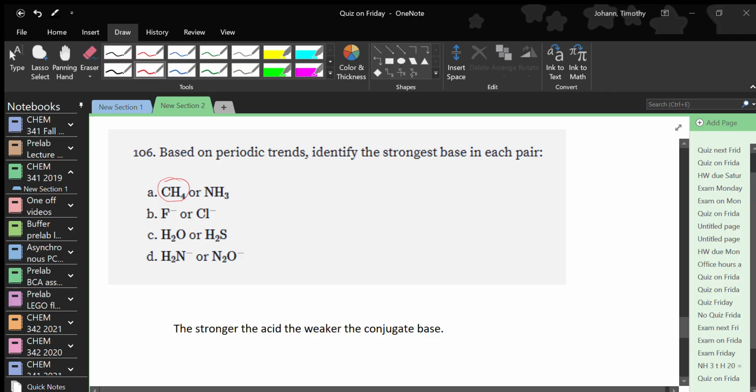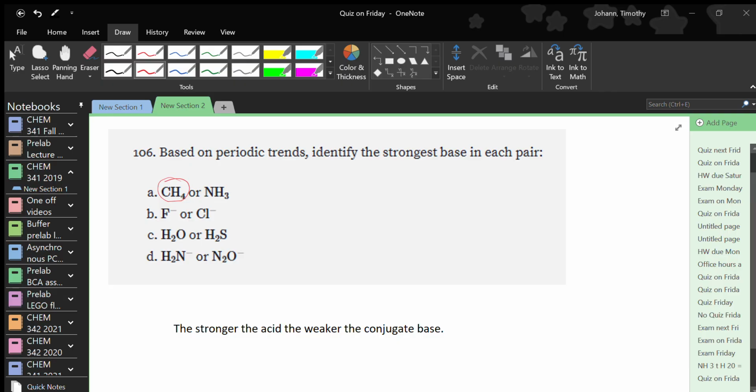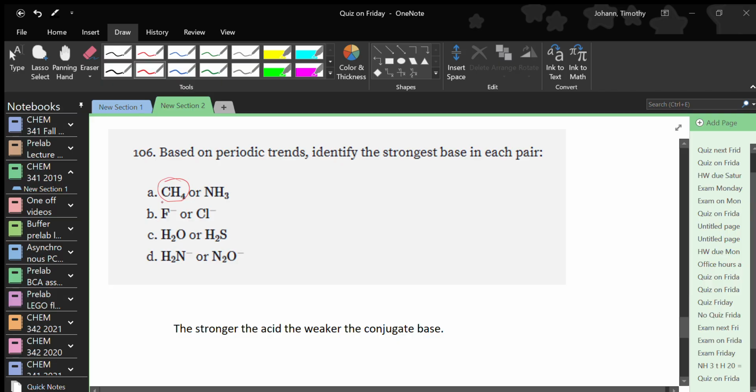All right, how about this? Fluoride and chloride. If we were thinking about the acid here, which is going to be the stronger acid? Hydrofluoric acid or hydrochloric acid? Hydrochloric acid. So which one's the stronger base? Fluoride. Does it make sense? Okay.